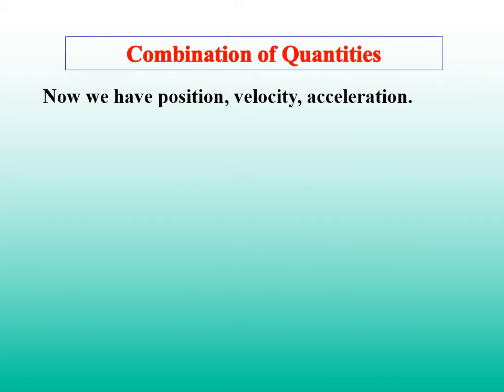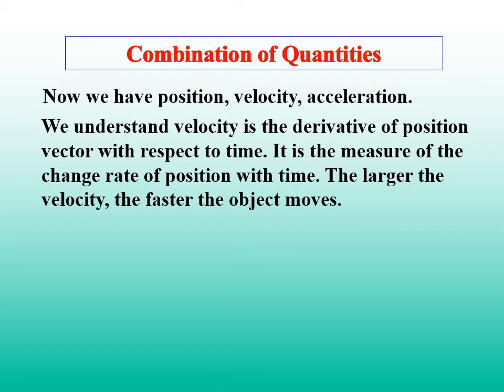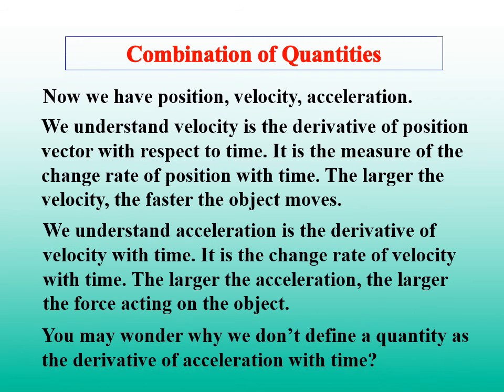Now we have position, velocity, acceleration. We understand velocity is the derivative of position vector with respect to time t. It is the measure of the change rate of position with time. The larger the velocity, the faster the object moves. We understand acceleration is the derivative of velocity with time. It is the change rate of velocity with time. The larger the acceleration, the larger the force acting on the object.